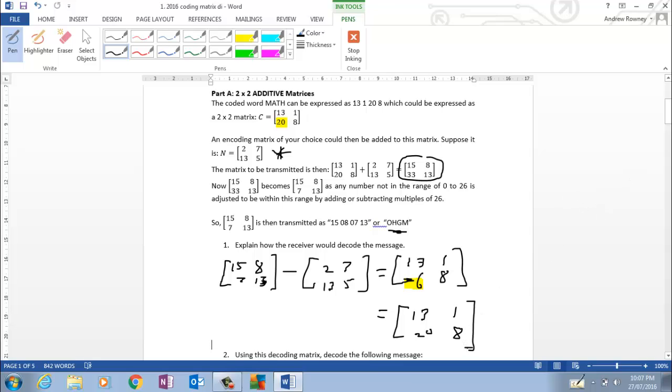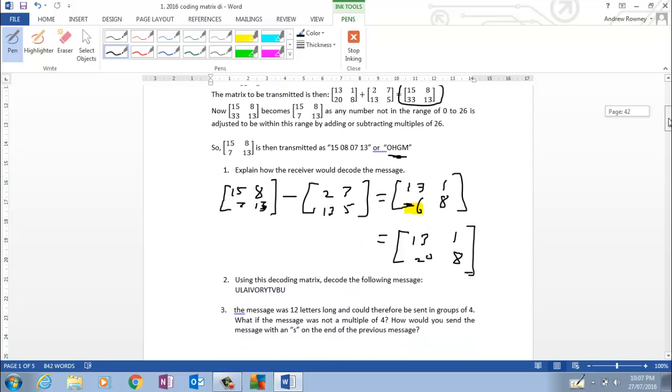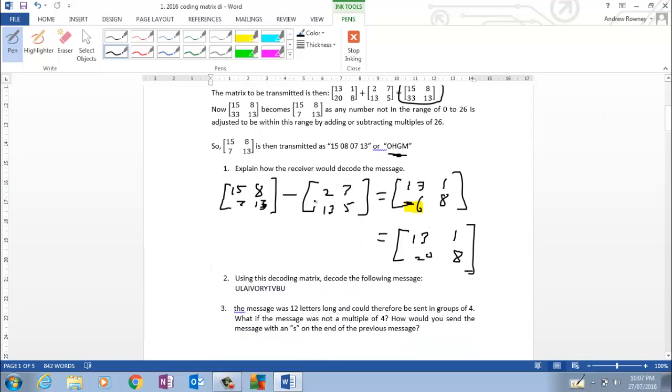Okay, so what you have to actually do is explain that in words. You have to say that the coding matrix is subtracted, and then you need to add or subtract multiples of 26 to get it into the alphabet.